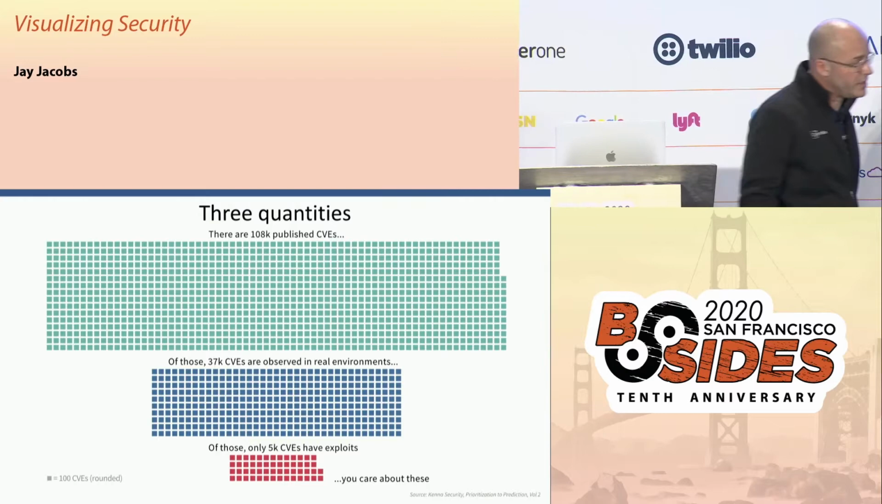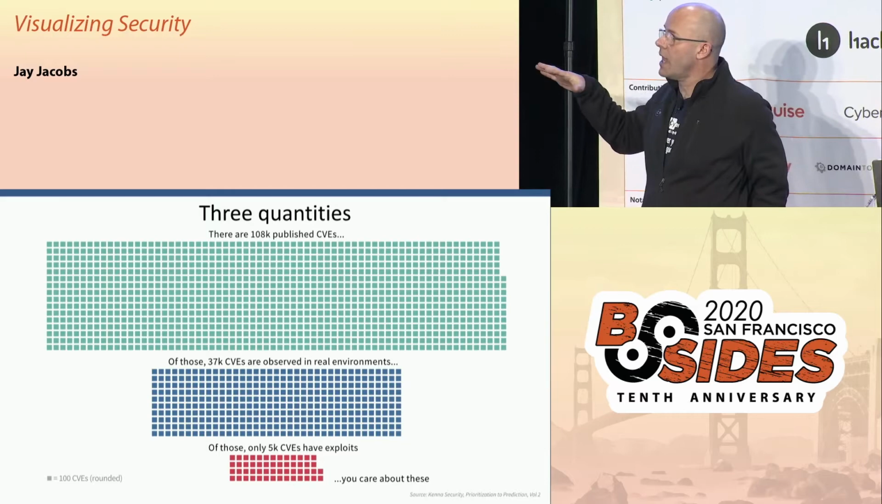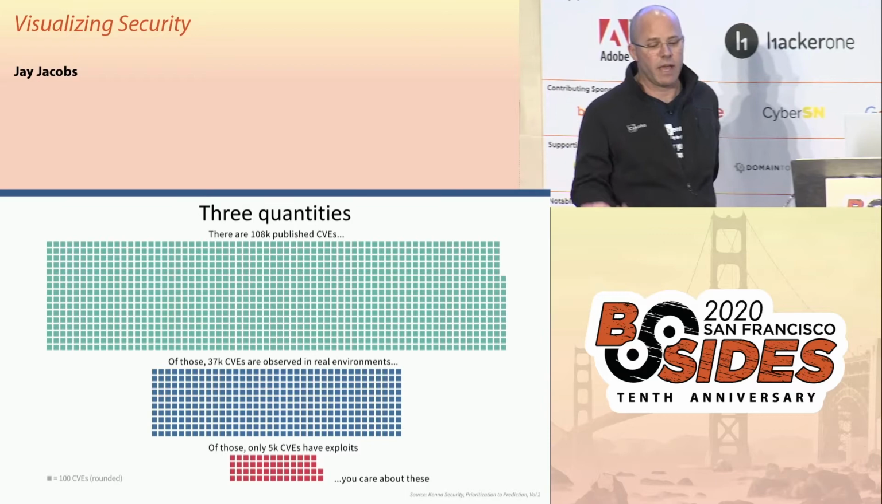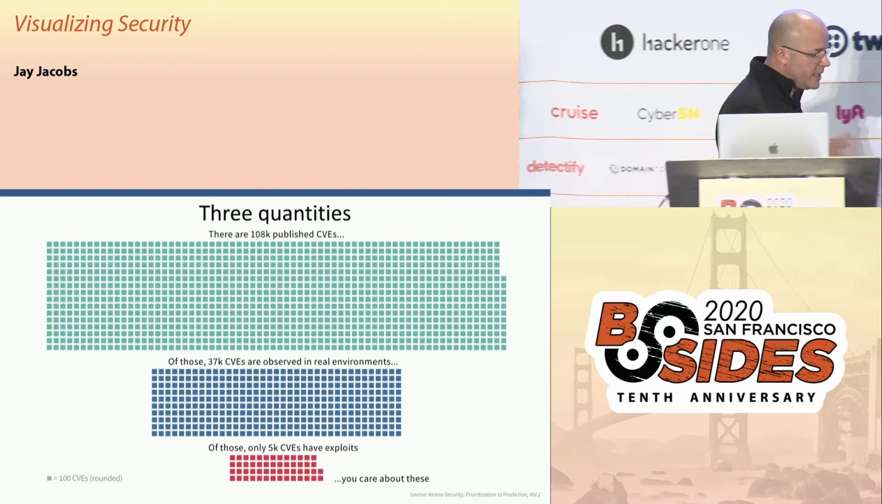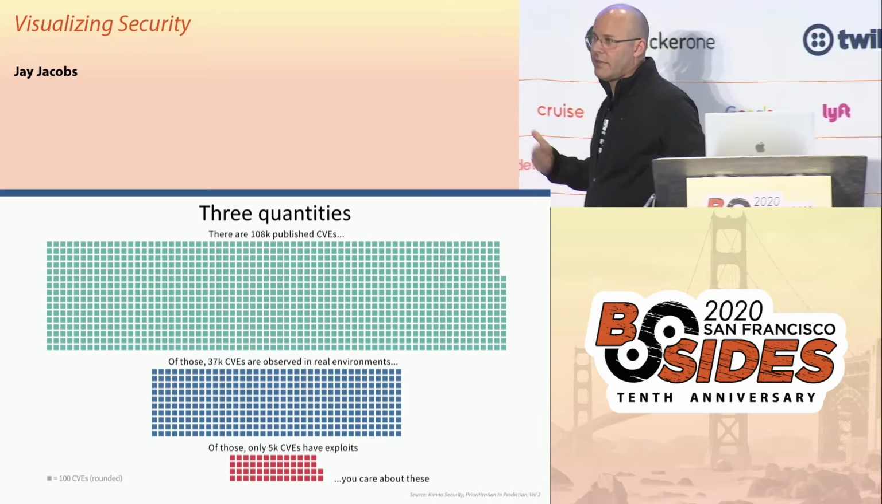And now this one's called a waffle plot, mainly because it looks like waffles. But at the top, essentially, working with Kenna, we're looking at all of the CVEs, right? These published CVEs. At the time I pulled the data, there were 108,000. I think there's 130,000 now or something. But essentially, out of all of those CVEs, we looked across 300 plus environments, found that about 37,000 CVEs were seen or reported in these environments.